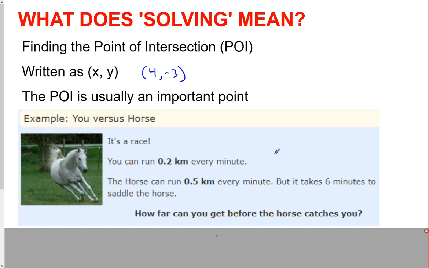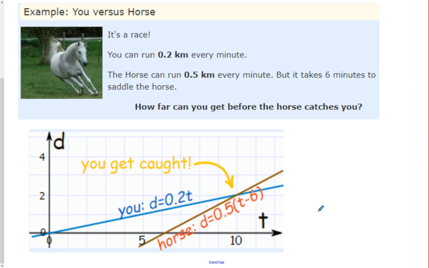The horse can run half a kilometer, that's 500 meters every minute, but it takes 6 minutes to saddle the horse. How far can you get before the horse catches you? So I'm not going to take you through the system of equations, and we're not going to solve all the systems of equations. What I do want to point out is our point of intersection is important.